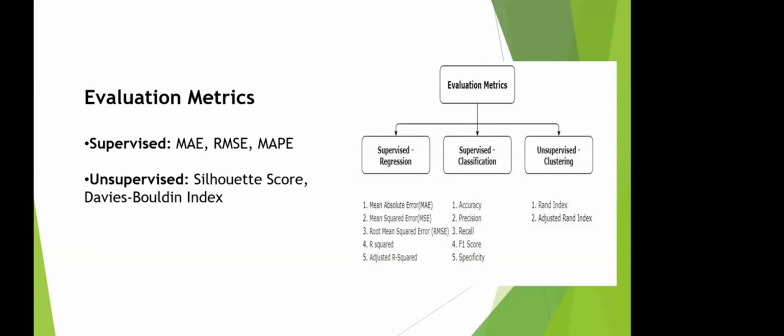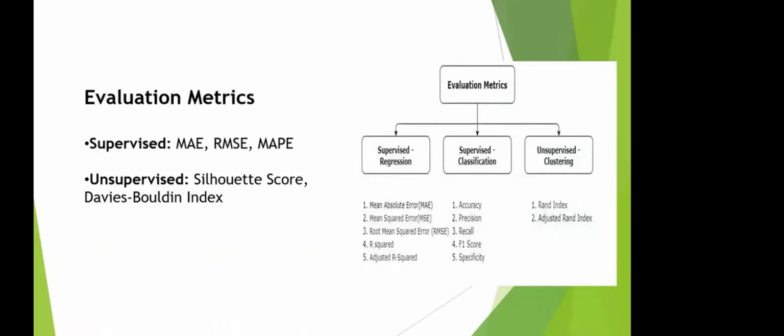In the case of evaluation metrics, what are we evaluating? The performance of load forecasting models, which requires distinct metrics for supervised and unsupervised approaches. For supervised learning, common metrics include MAE, which measures average prediction error in absolute terms. RMSE penalizes larger errors more heavily. MAPE expresses errors as a percentage of actual values. These metrics help to assess how closely the predictions align with the observed data.